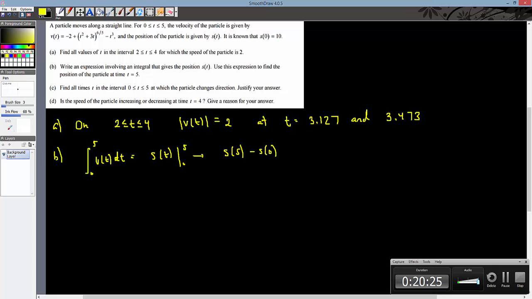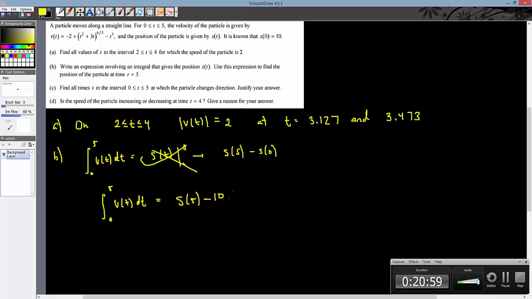Okay, so let me go ahead and get rid of the middleman here. To make this a little more clear, I'm integrating from 0 to 5 of this function, and that is going to give me s of 5 minus s of 0. But at the very beginning of the problem, they told us that s of 0 equals 10. So I can go ahead and get rid of this s of 0 and replace it with a 10. So really, what I have here is s of 5 minus 10.